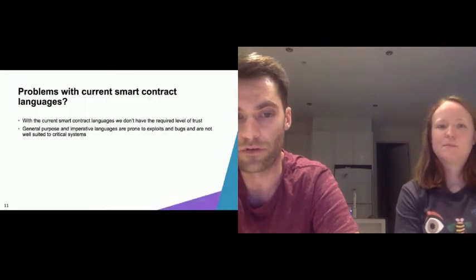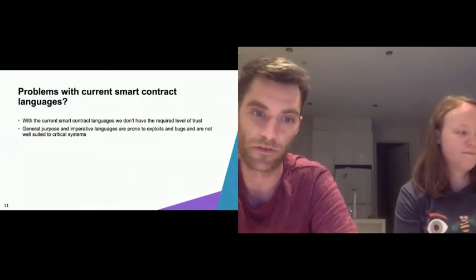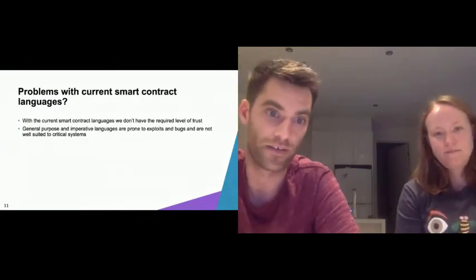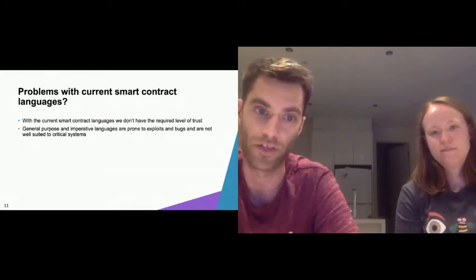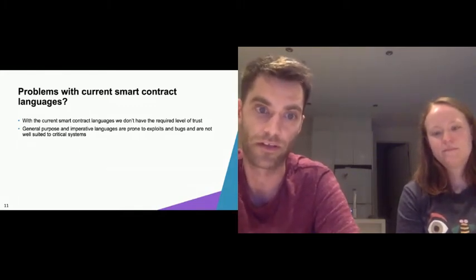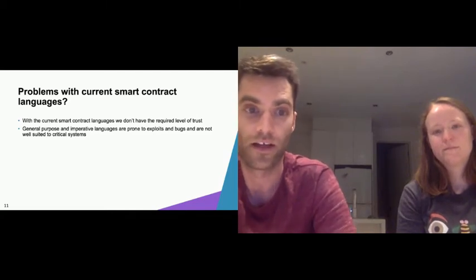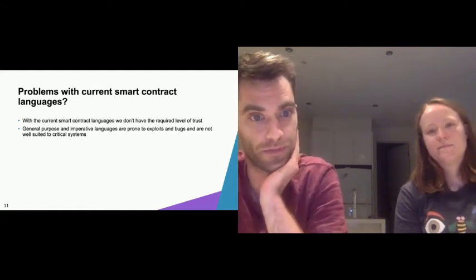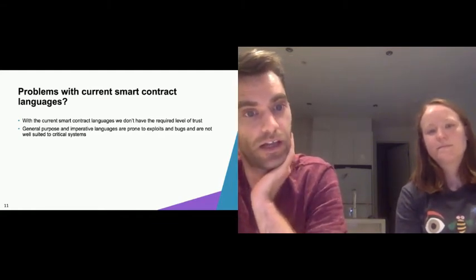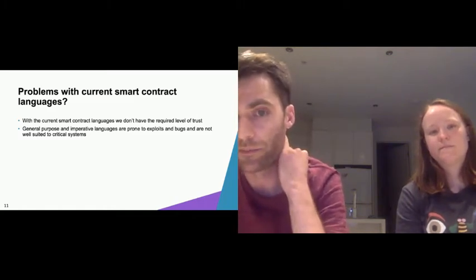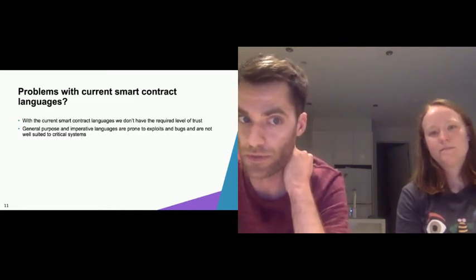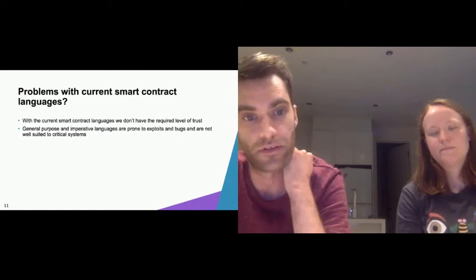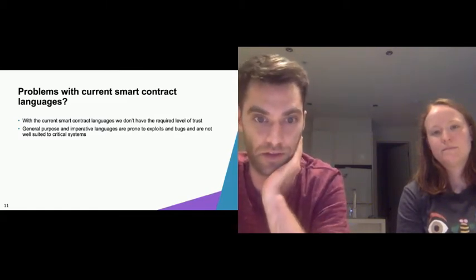And when I say the term critical system, that generally means any kind of system where it is more vital for code to be correct. So it can include software on airplanes and things like that, aviation software, and blockchains are also included in that because of the high value assets that they can contain. And some examples of this, you may be familiar with some of the more famous ones, the DAO attack and the Parity attack, are just two examples of where bugs and exploits in general purpose imperative languages have caused lots of loss of money, in these two cases on Ethereum.